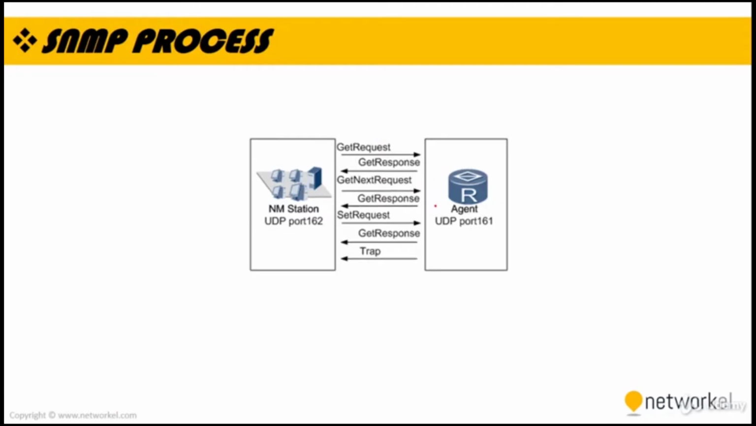Let's go ahead with the agent to manager messages, which are the GET response and the trap. GET response is the received notification message from agent to manager, and trap allows an agent to notify the manager of important events via an unsolicited SNMP message.